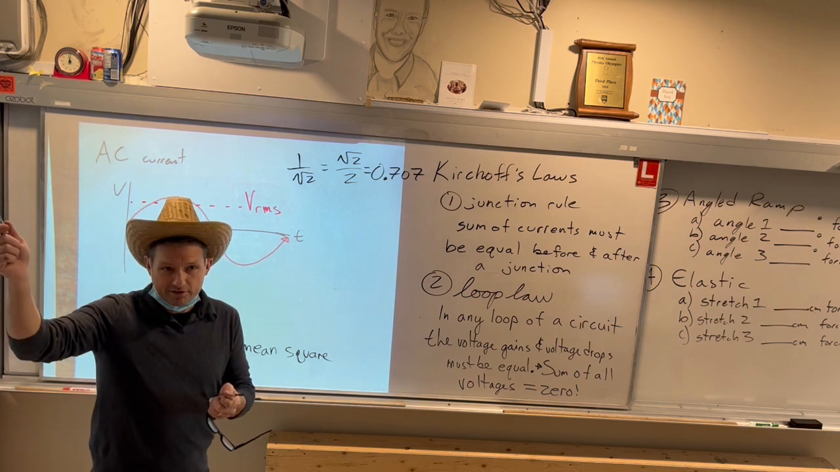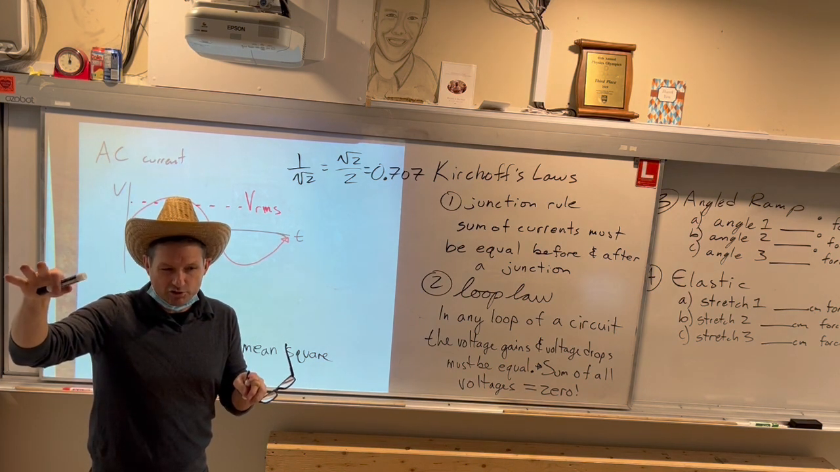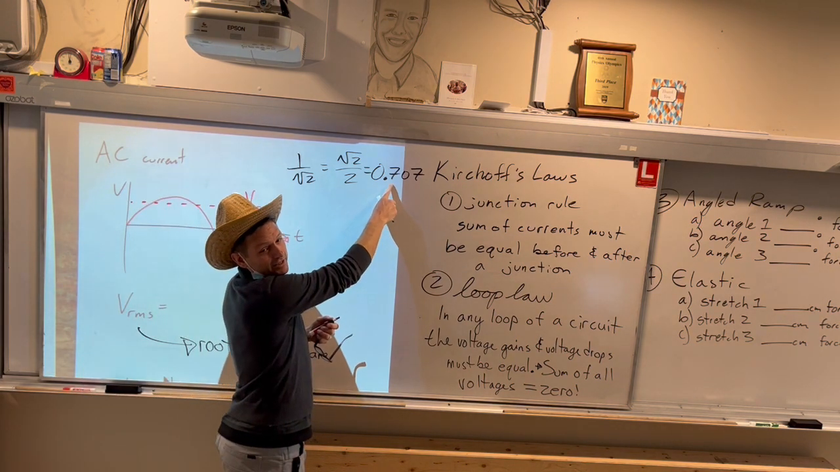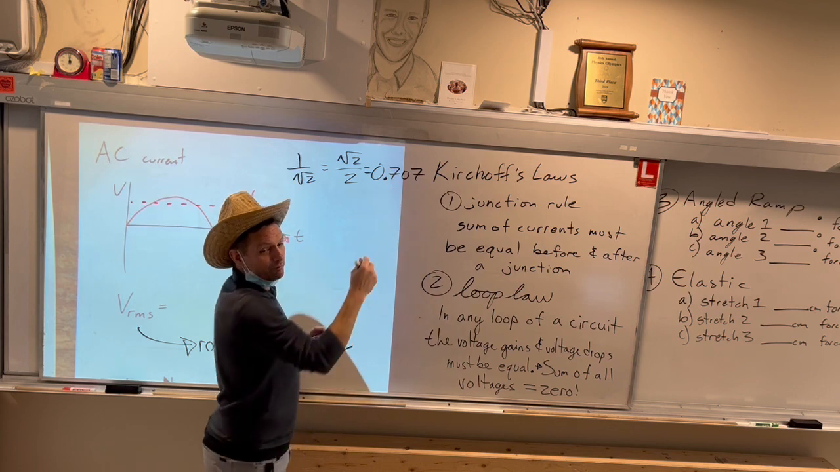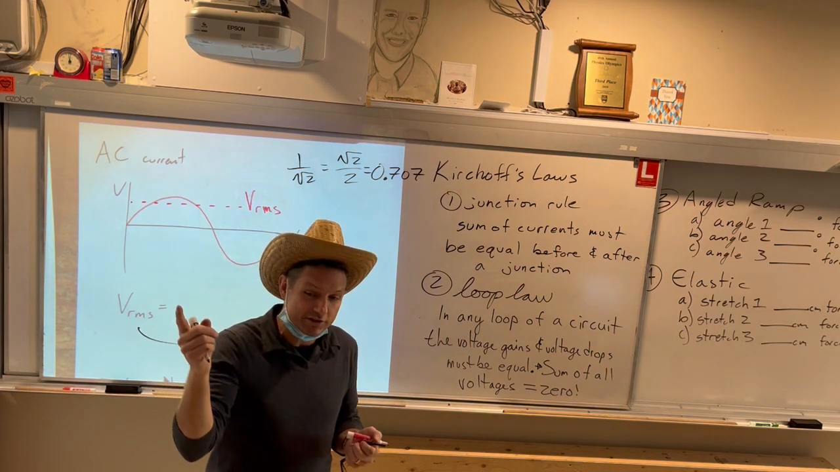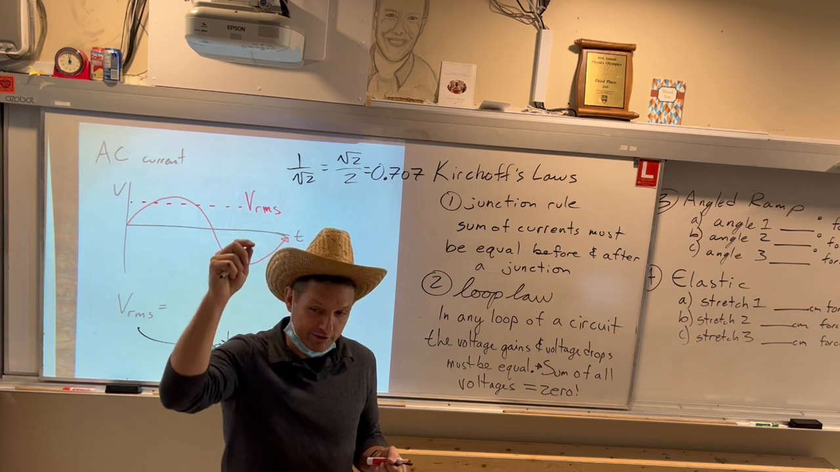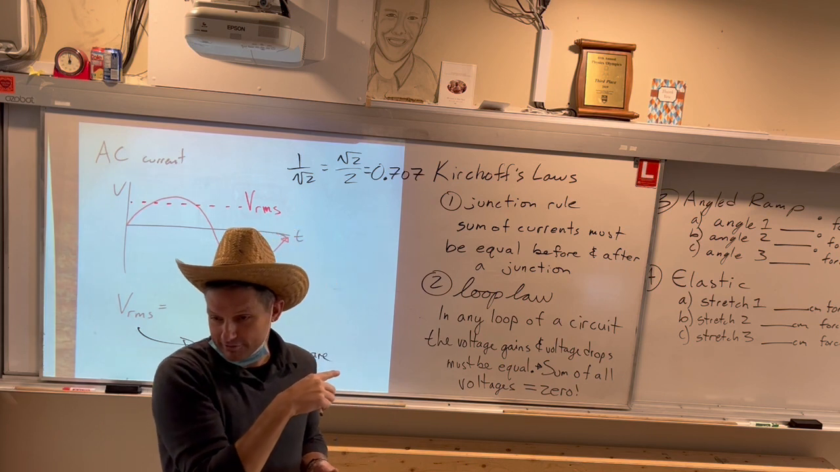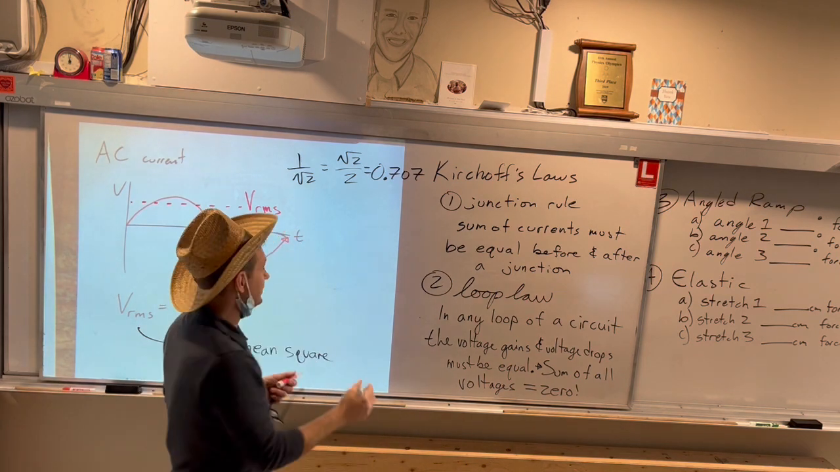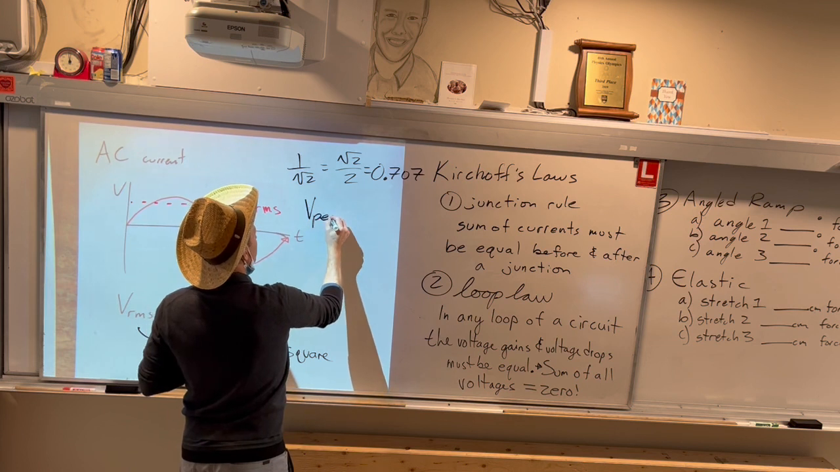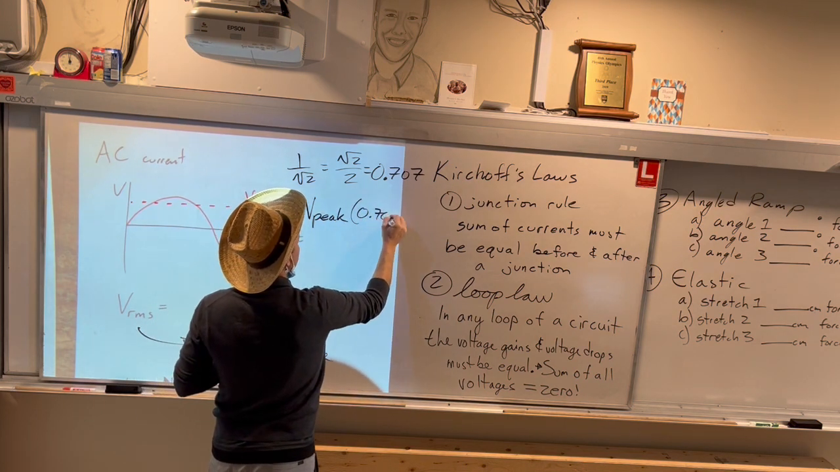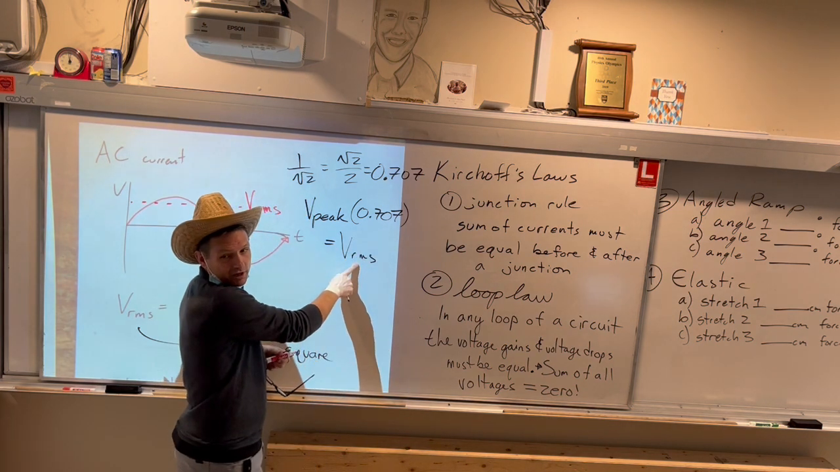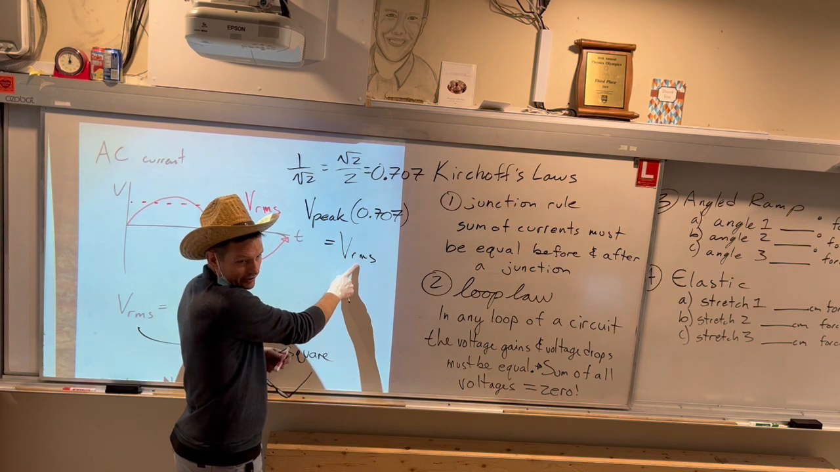What voltage is in these lines? About 120. That is being multiplied by this number. So the peak voltage in your house is not 120. It's a little higher. If you divide it by 0.707, you'll get the peak voltage. So the peak voltage times 0.707 will equal the VRMS, and that's the voltage we talk about with AC current.